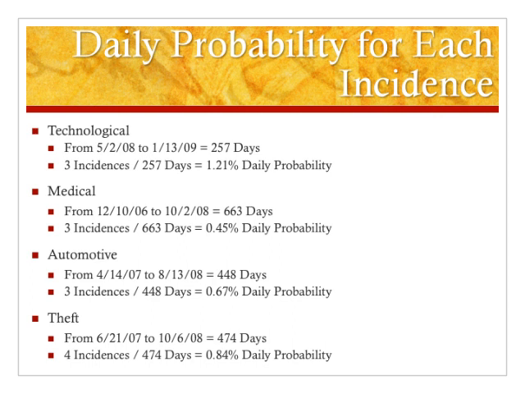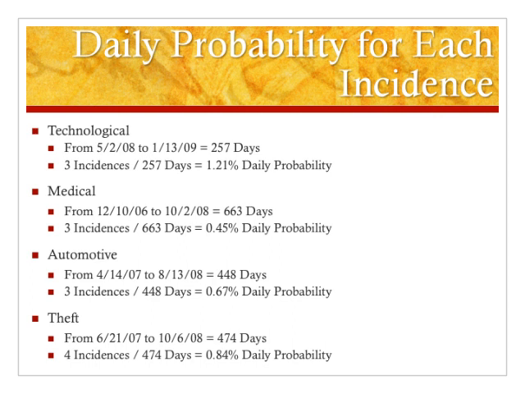Finally, theft. This occurred between the dates of January 21st, 2007 and October 6th, 2008. We have a total of 4 incidences occurring over 474 days, giving a 0.84% daily probability of a theft occurring. As you can see, the largest probability was a technological risk, and that's partially because of the short time span, 257 days, in comparison to some of the other categories.